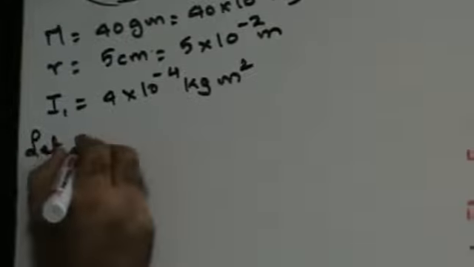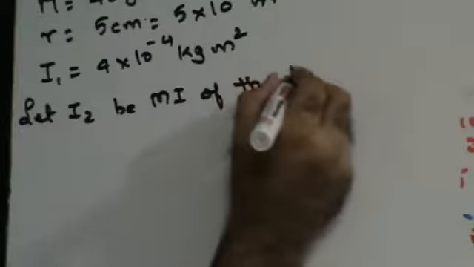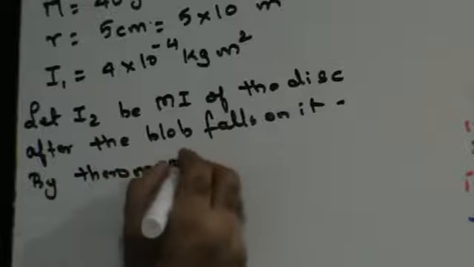First of all, I'll say let I2 be the moment of inertia of the disk after the blob falls on it. So in that case, by the theorem of parallel axis, I2 is nothing but I1 plus mr square. M I know, R I know, I1 is given to me. So I'll come to know I2.